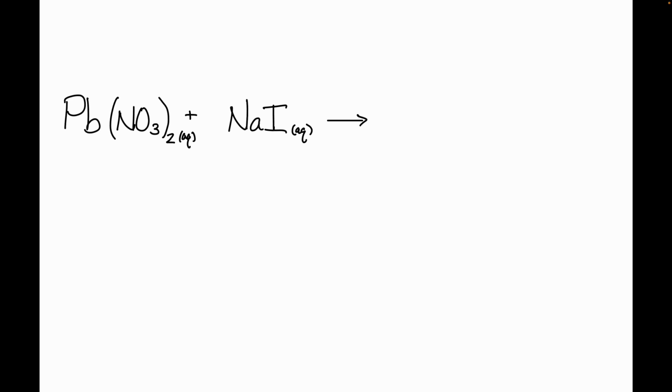Okay, so now we need to use this double displacement pattern to predict our products. What we're going to do is swap our cations. So I'm going to need to switch my lead and my sodium here. But remember, we're going to put the formulas together for our products. What do we look at when we put our formulas together? It's all about the charges.